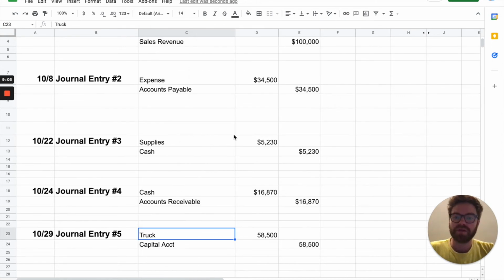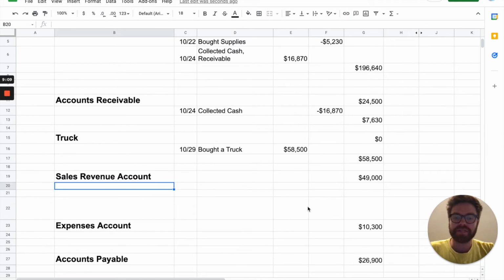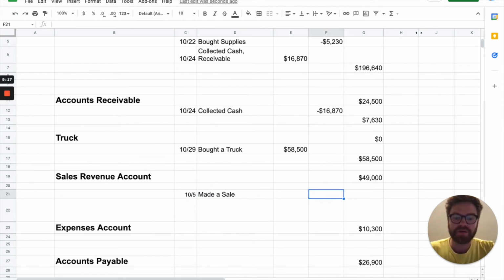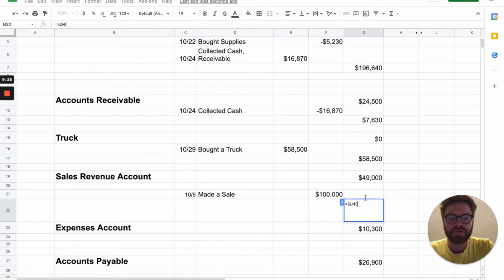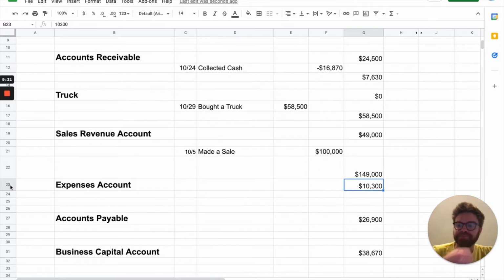So next here we have sales revenue. So if you look here, we had sales revenue of 100,000. So let's increase that here. So we're going to say on 10/5, we made a sale. And it was an increase of $100,000. So the balance will equal this number plus that number. There we go, 149,000.